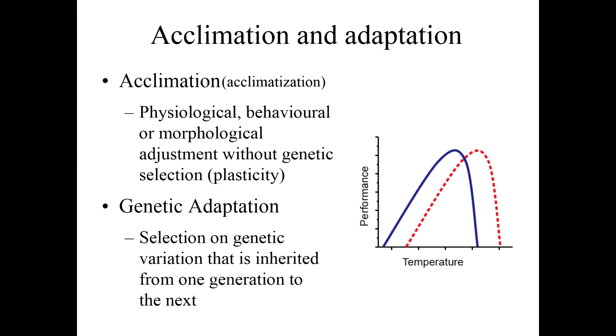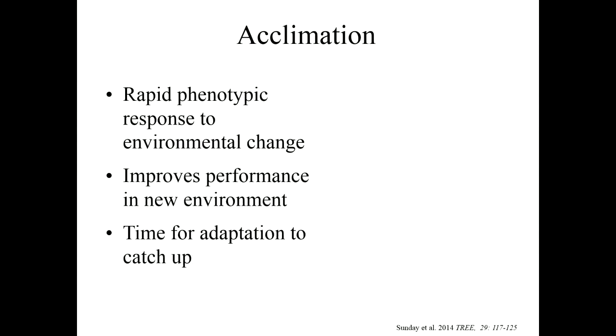But at the end of the day, we might expect the same sort of outcome where we get a response so that in the future, our population is better able to cope with some sort of change in the environment, like an increase in temperature. So acclimation. This is a rapid phenotypic response to environmental change. Generally, we would expect it might improve performance in a new environment. And critically, it can also give time for adaptation to catch up. So if you get a plastic response in the short term, there might be more time for genetic adaptation over the longer run to actually keep up.